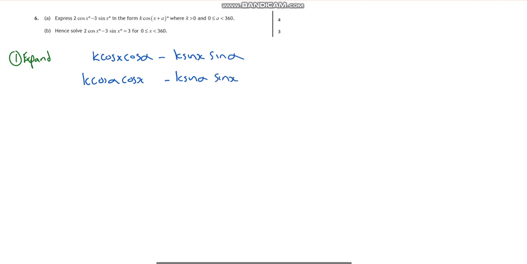The only thing I'd like to point out there is that I'm moving cos alpha over here and I'm moving sine alpha over here. I'm not switching the x's and the alphas around, I'm actually moving the function. It's like 2 times 3 times 4, and they're writing that as 2 times 4 times 3. I'm moving this whole function over. Some people think that I'm moving the x's and the alphas, okay? So watch out for that.